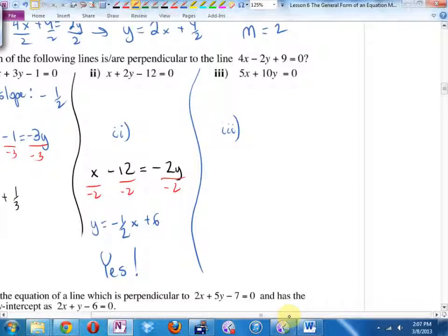Third one. Let's get the y by itself. I guess I could have minus the 5x over for that matter. Oh well. Divide by -10. Divide by -10. I'm going to get this. Y equals -1/2 x, because 5 over -10 is again -1/2.